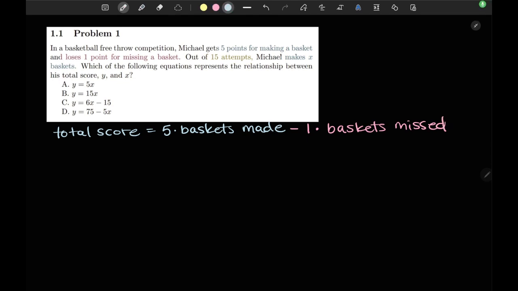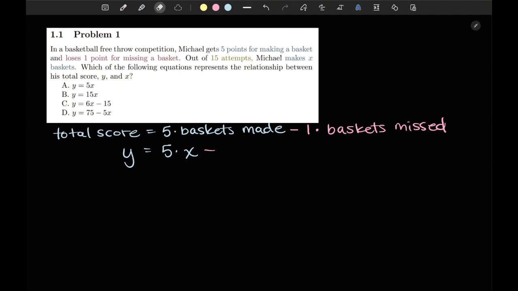Now, let's start to fill in the pieces of this equation. So we know that y represents the total score, and we know that x represents the number of baskets made, so we can replace that. However, when we get to baskets missed, we might be confused a little bit because we aren't expressly given any variable that we can replace that with. So how are we going to get around this confusion?